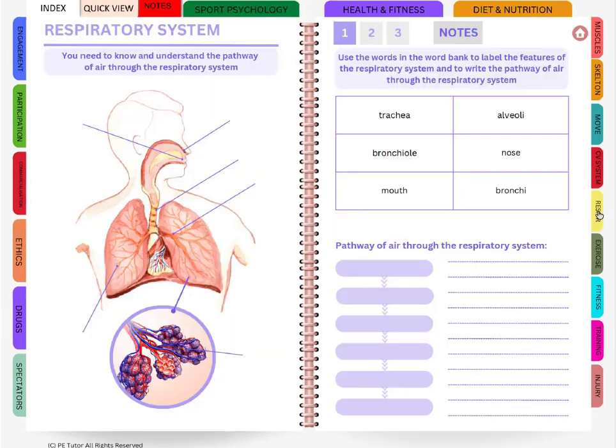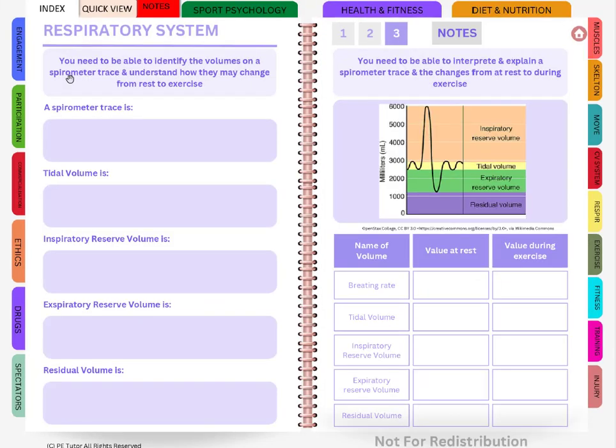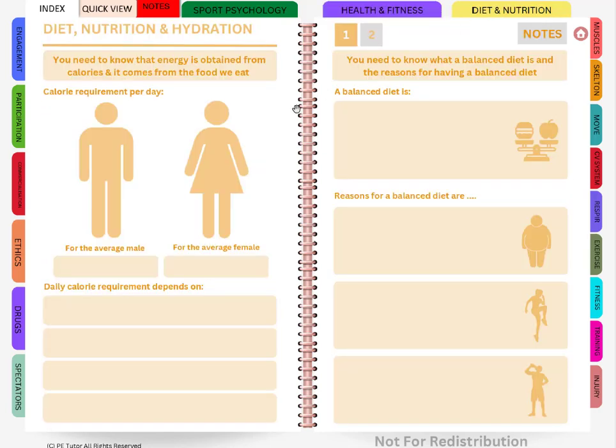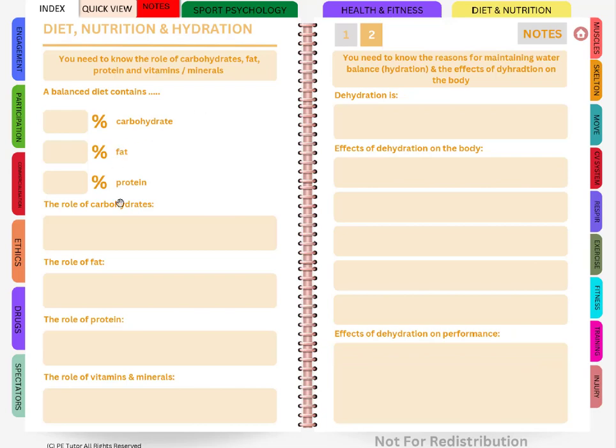If we go to the respiratory system down here, we can see that, yes, we've got the pathway of air through the respiratory system. But if we go on, you can see that we need to know about spirometer traces and the definitions there, and that we can read a spirometer trace. So everything that is required for GCSE AQA is here. And if we go forward, health and fitness, the definitions, what is health, what is fitness, etc. Same for diet and nutrition, calorie requirements. If we go to page 2, you can see the percentages there.